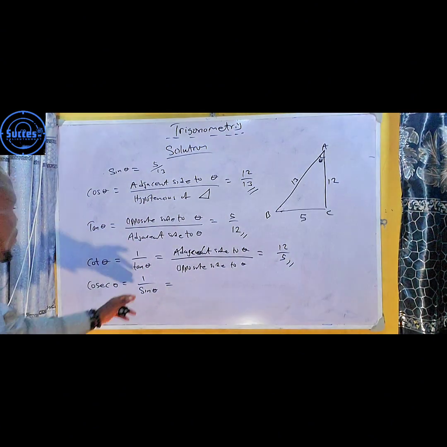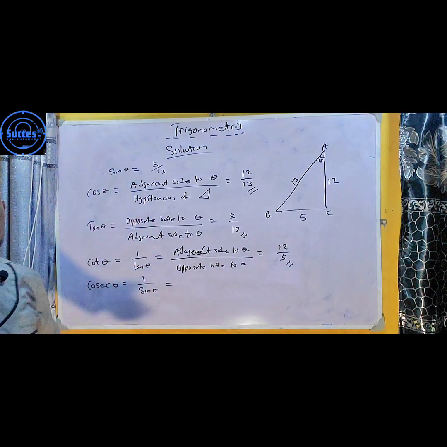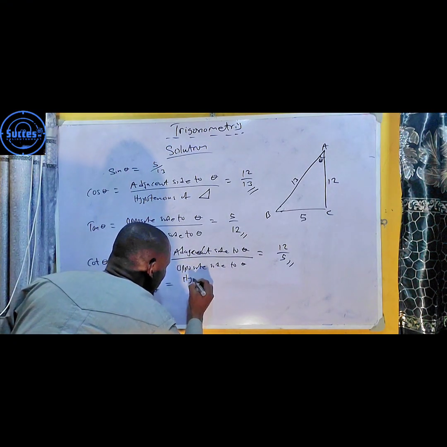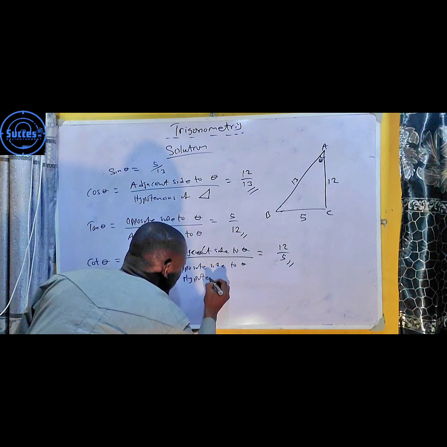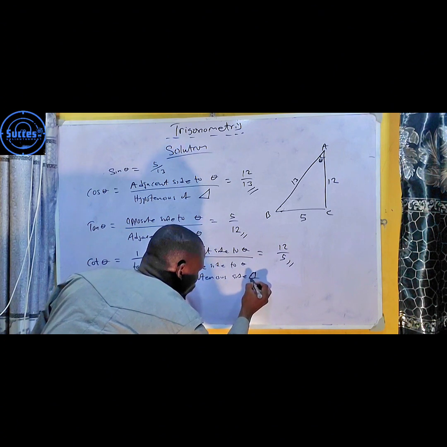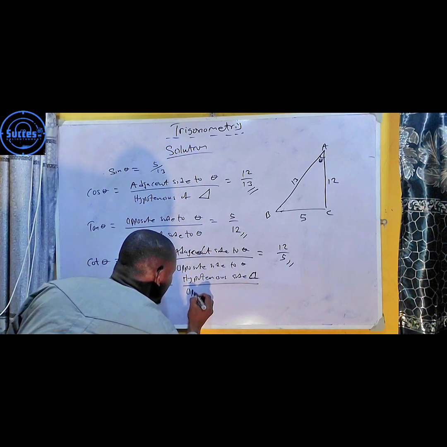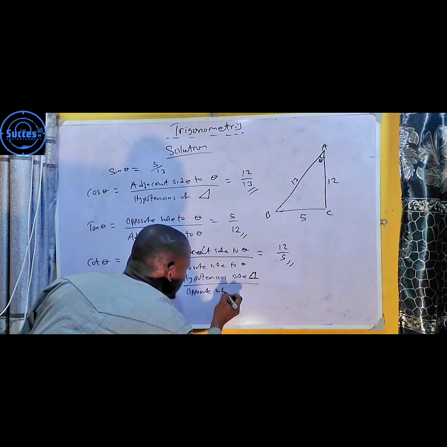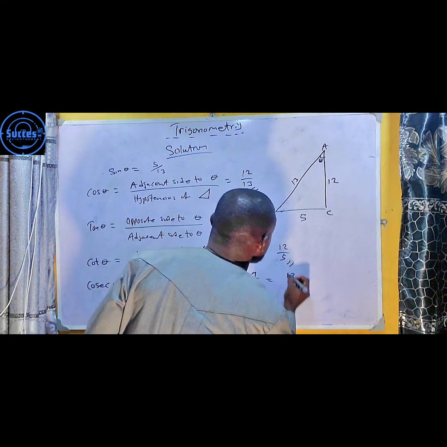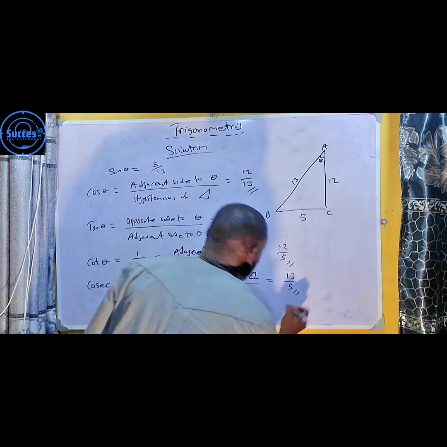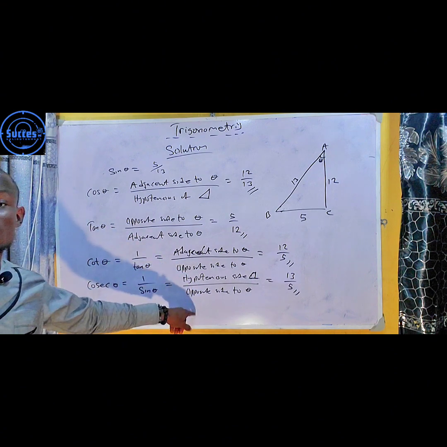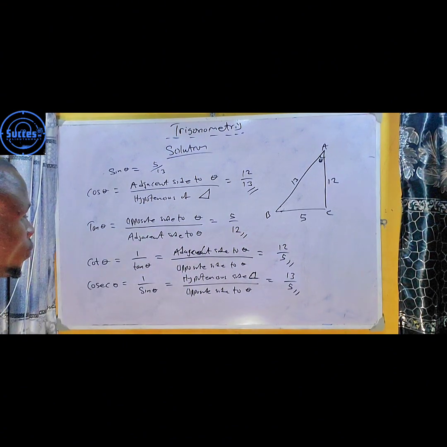Okay, same thing as 1 over sine theta. And you know your sine theta is what? Opposite over hypotenuse. Automatically this will then be the hypotenuse side of the right angle triangle all over the opposite side to theta. So the hypotenuse side is 13, and the opposite side is 5. That's your cosec theta.